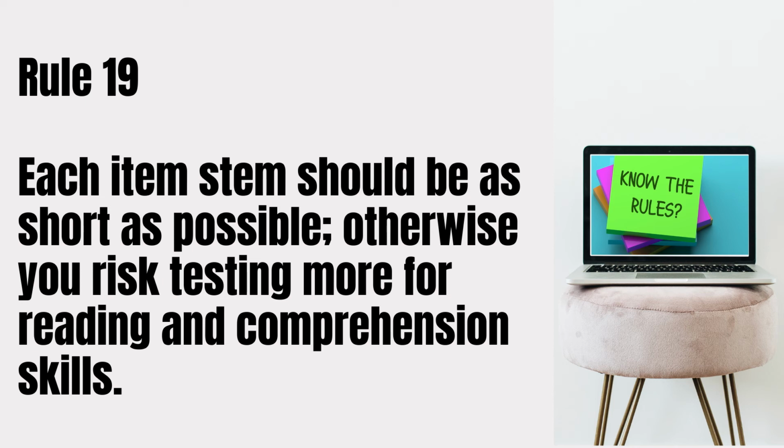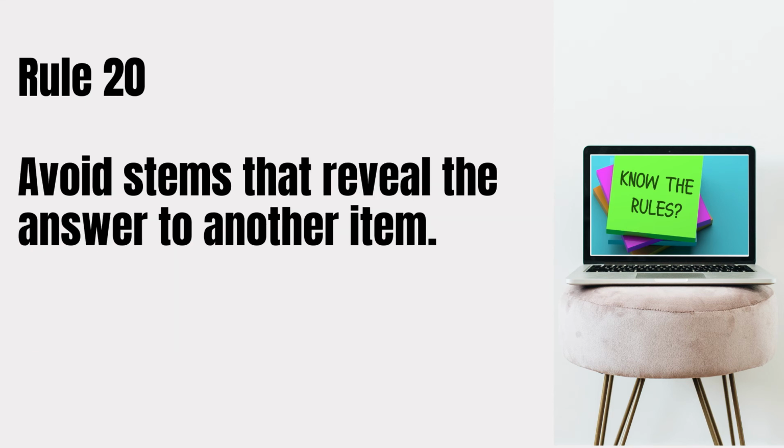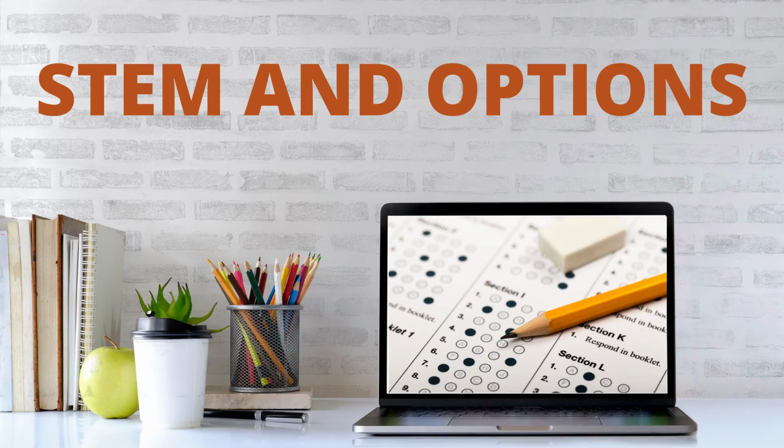Otherwise, you risk testing more for reading and comprehension skills. Rule number 20. Avoid stems that reveal the answer to another item. The length, explicitness, or degree of technicality of alternatives should not be the determinants of the correctness of the answer. Now, let's identify what are the things to avoid and what are the things that we are going to use in constructing our stem and our options.